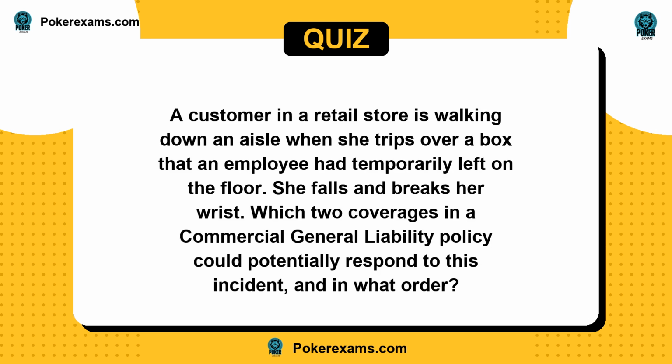Next question. A customer in a retail store is walking down an aisle when she trips over a box that an employee had temporarily left on the floor. She falls and breaks her wrist. Which two coverages in a commercial general liability policy could potentially respond to this incident, and in what order?